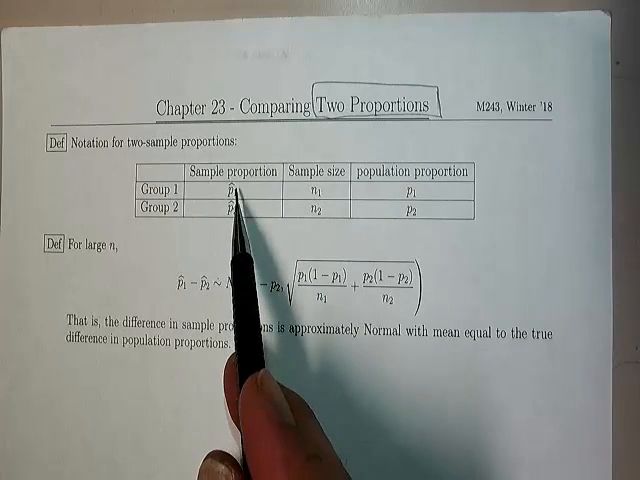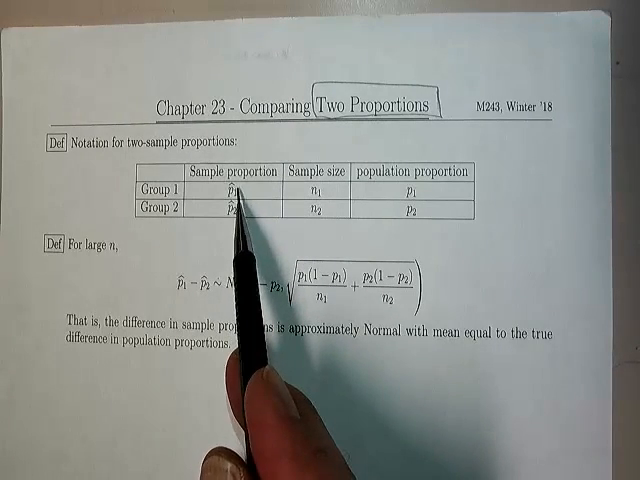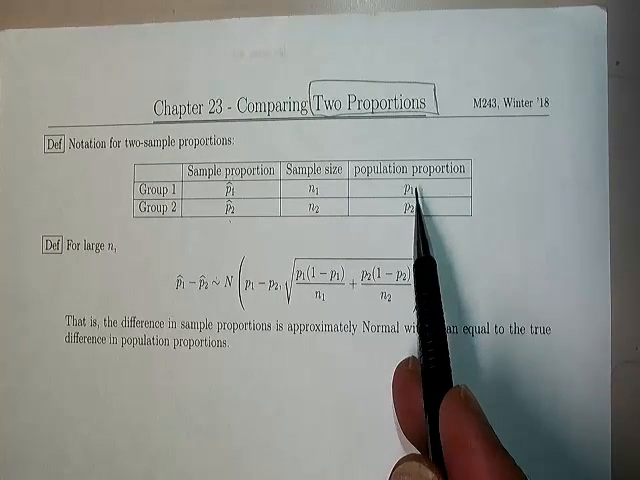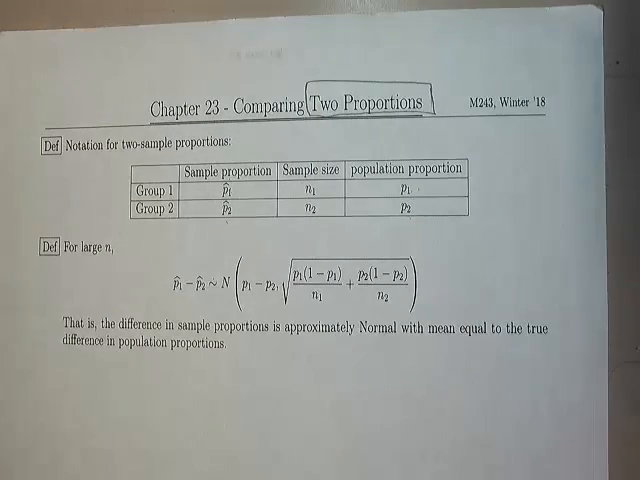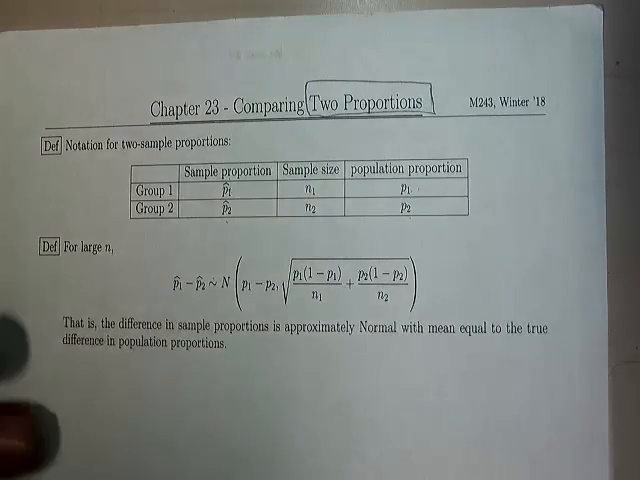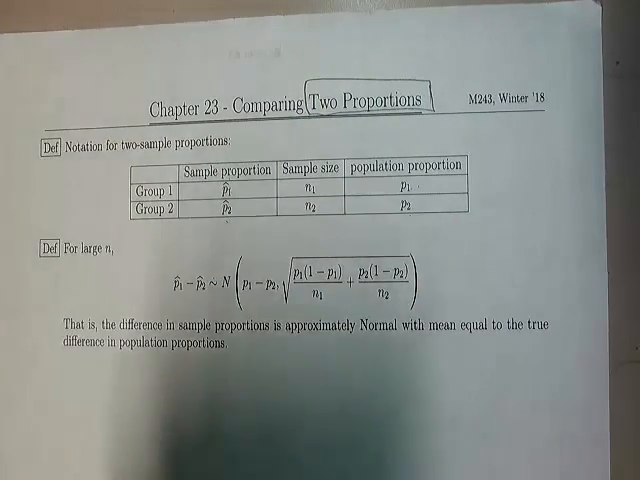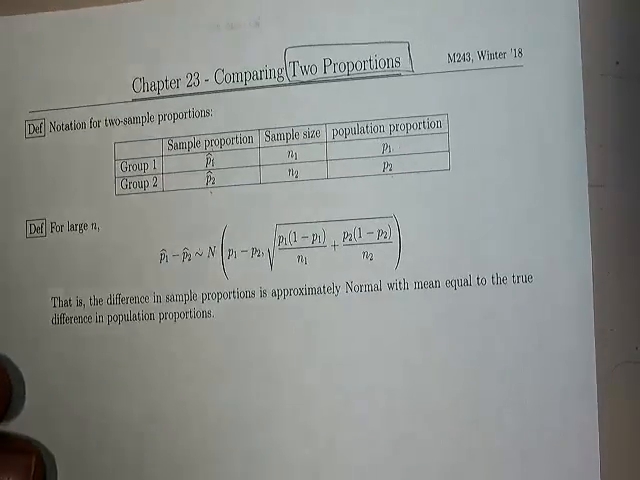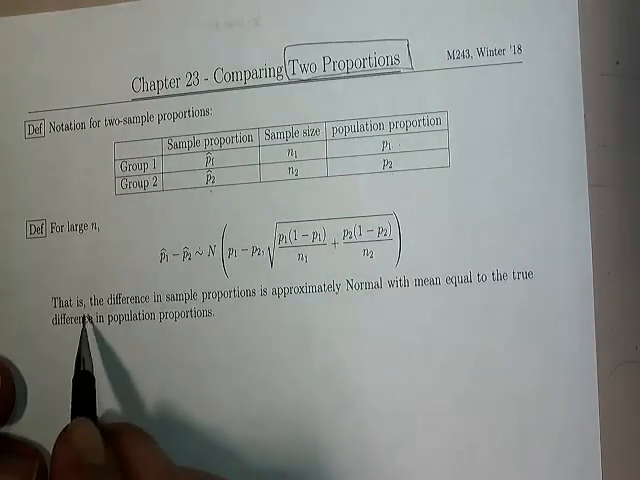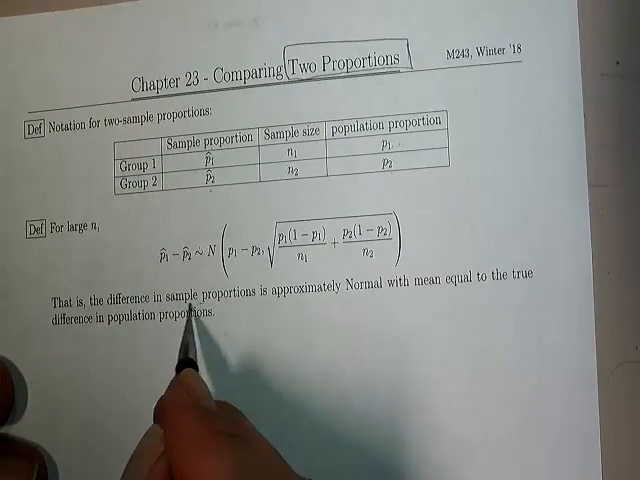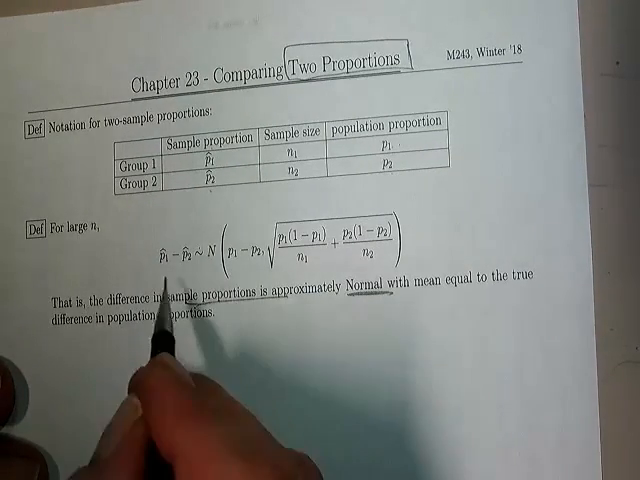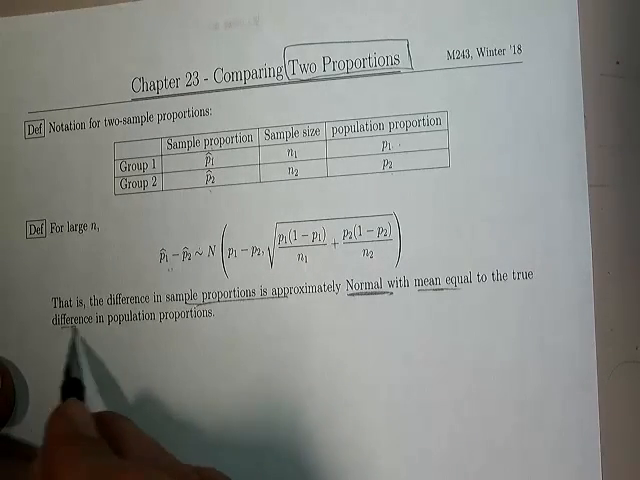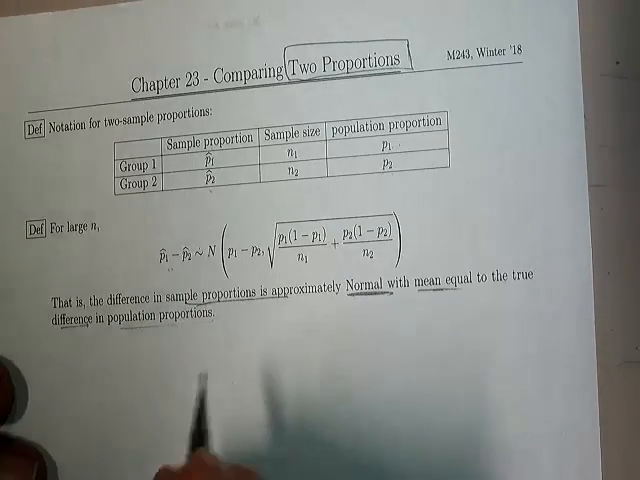Here, instead of having x bar, now we are having p1 hat, p2 hat. Instead of having mu's, we are having p1 and p2. Sample sizes are there too. Okay. Let's see. And this is the difference in sample proportions, which is approximately normal. It's talking about this formula with the mean equal to the true difference in population proportions.